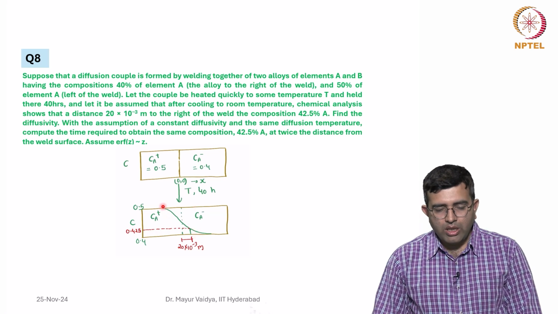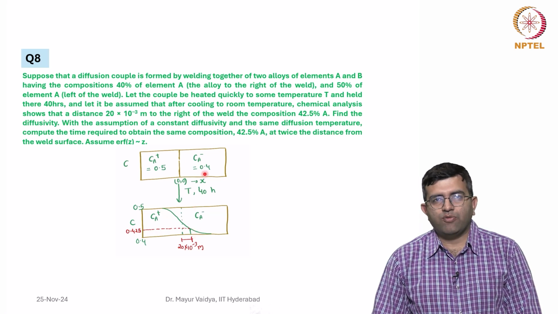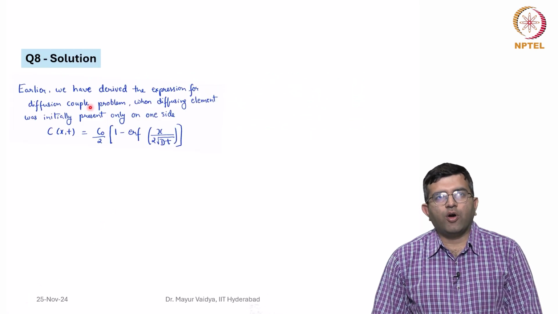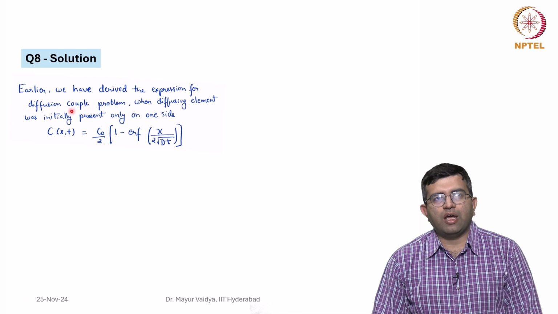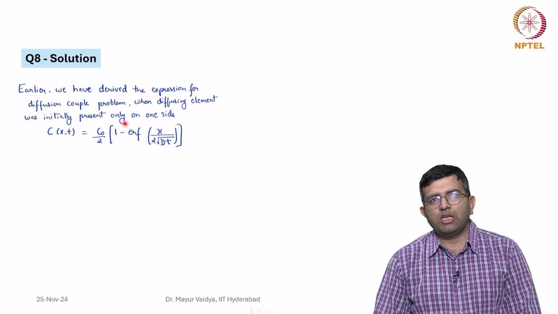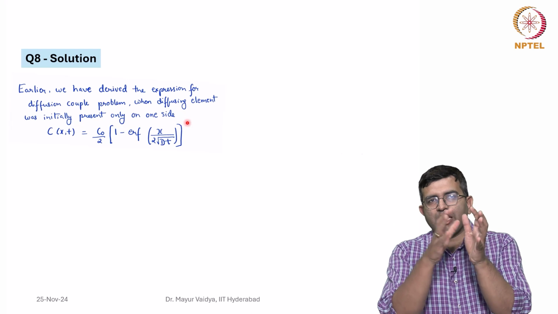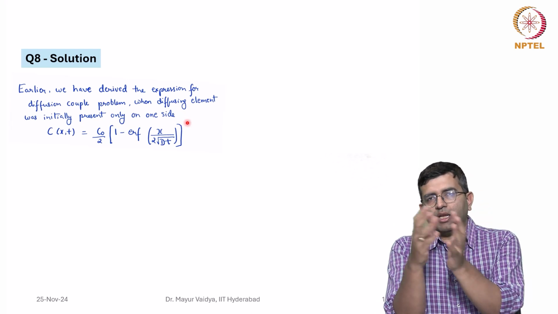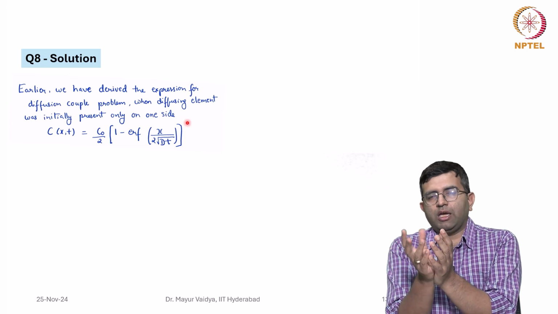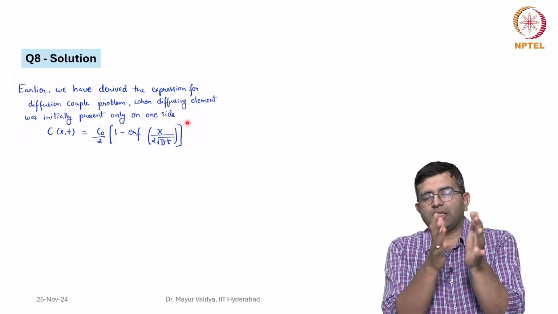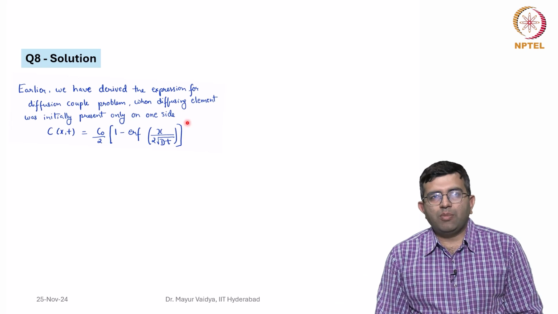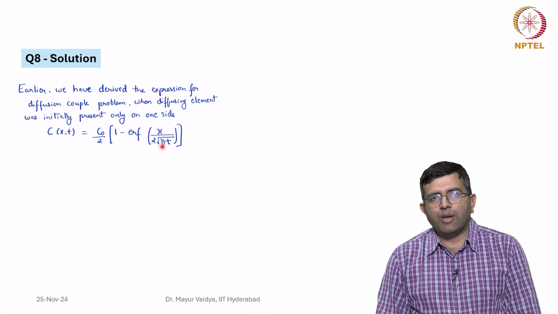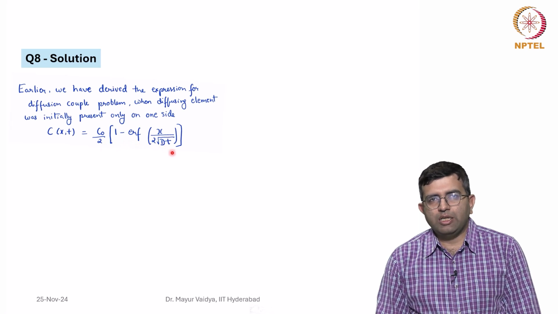So now what we need to do is find the diffusivity. We have seen the expression we derived when the diffusing element was initially present only on one side. That means the case in which on one side it was an alloy of, let's say, A and B, and on the other side it is pure A. So one side was a pure element, the other side an alloy. That time the solution that we wrote is C of x comma t is equal to C naught by 2 times 1 minus error function of x by 2 root Dt.